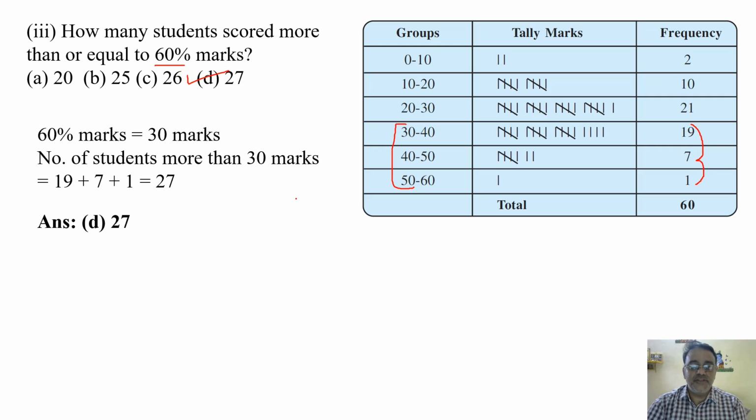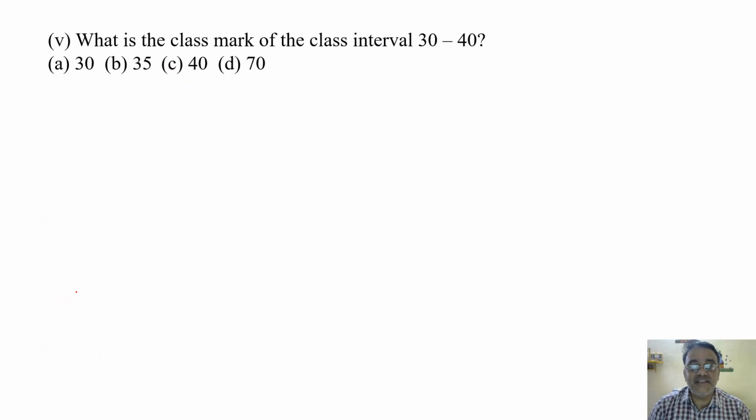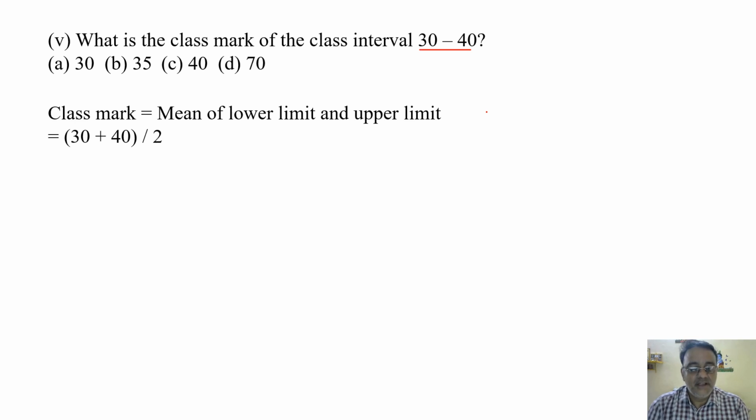Now the fourth question, what is the class size of the class? Take any one class, the difference is 10, so class size is 10. Now we are moving toward the last question. What is the class mark of the class interval 30 to 40? The class mark is the average of both, add them and divide by 2. So 30 plus 40 is 70. So 70 by 2 is 35, right. And the correct option is option B.